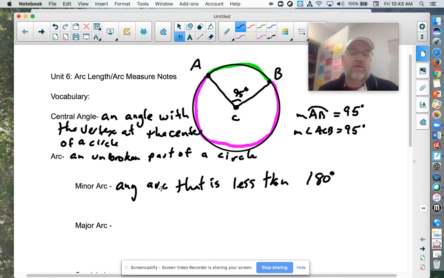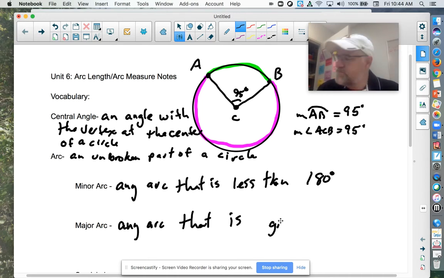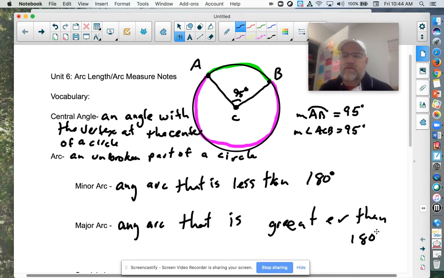Okay, it's any arc that is less than 180 degrees. So we can make the assumption that a major arc is going to be any arc that's greater than 180 degrees. That's greater, G-R-E-A-T-E-R, than 180 degrees.